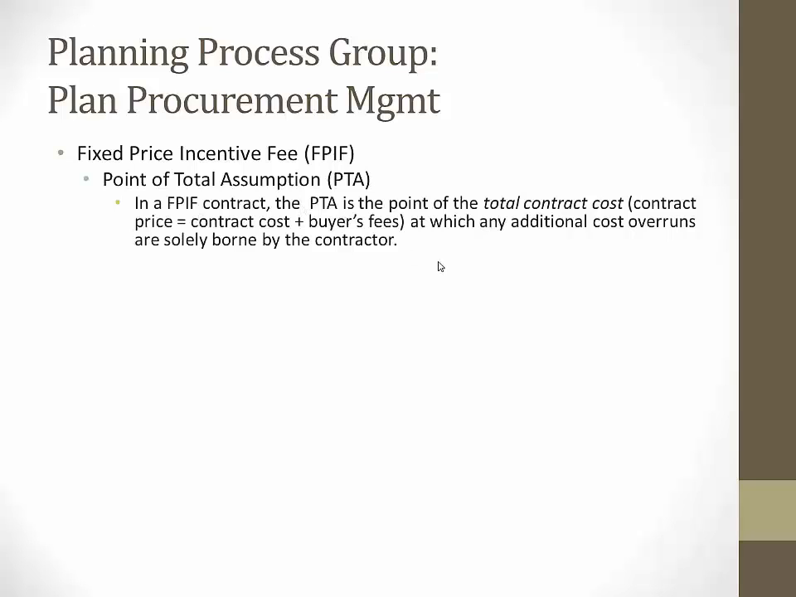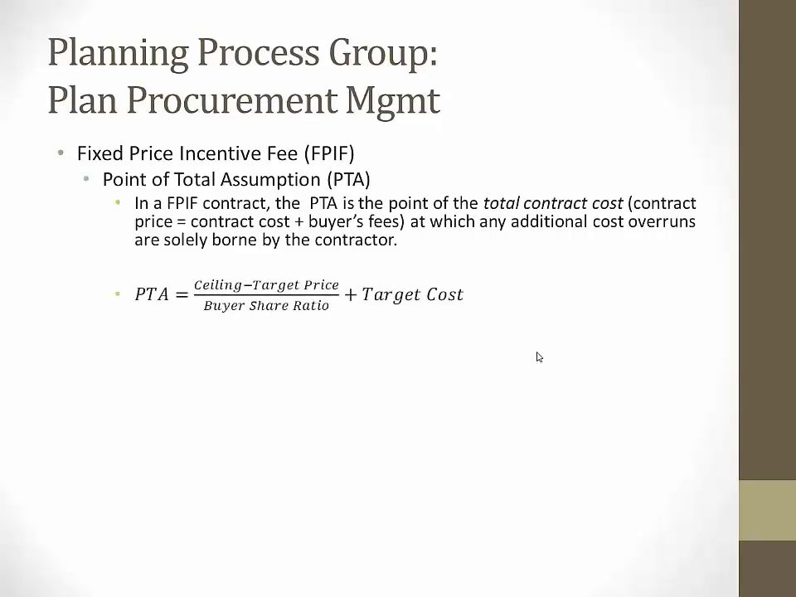So the PTA is defined as the point of the total contract cost, and I want to be clear here, the total contract cost is not necessarily the contract price. The contract cost plus the fee is the contract price. The total contract cost is the cost to the contractor. So the PTA is the point of total contract cost at which any additional cost overruns are solely borne by the contractor. So they're no longer shared.